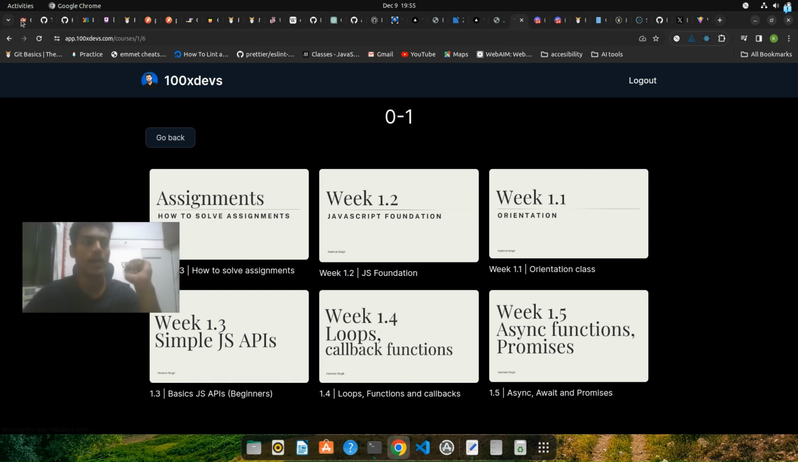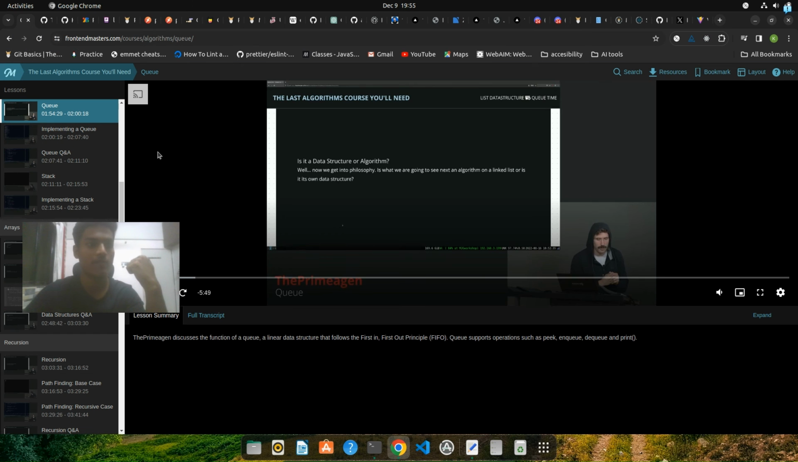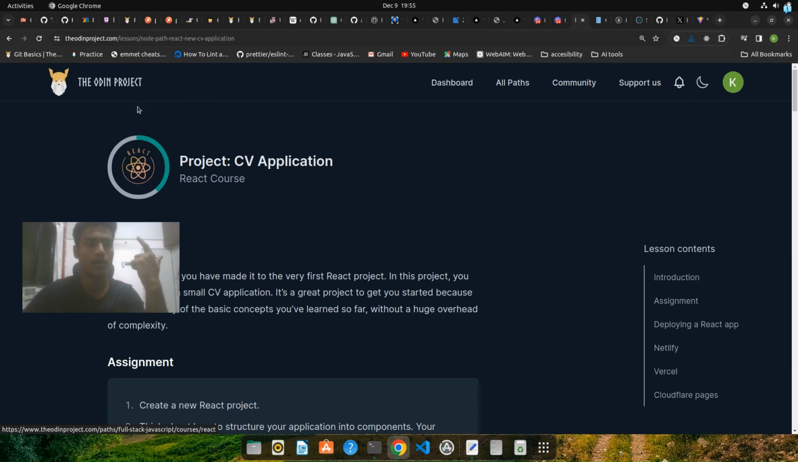Apart from this, I am also doing the Frontend Masters DSA course, which is free, and I am doing the Odin Project boot camp, which is also free. So if you guys want some other resources, I'll suggest these two as they are free and open source, I guess, and they're pretty good content. You should always learn from multiple resources, right?